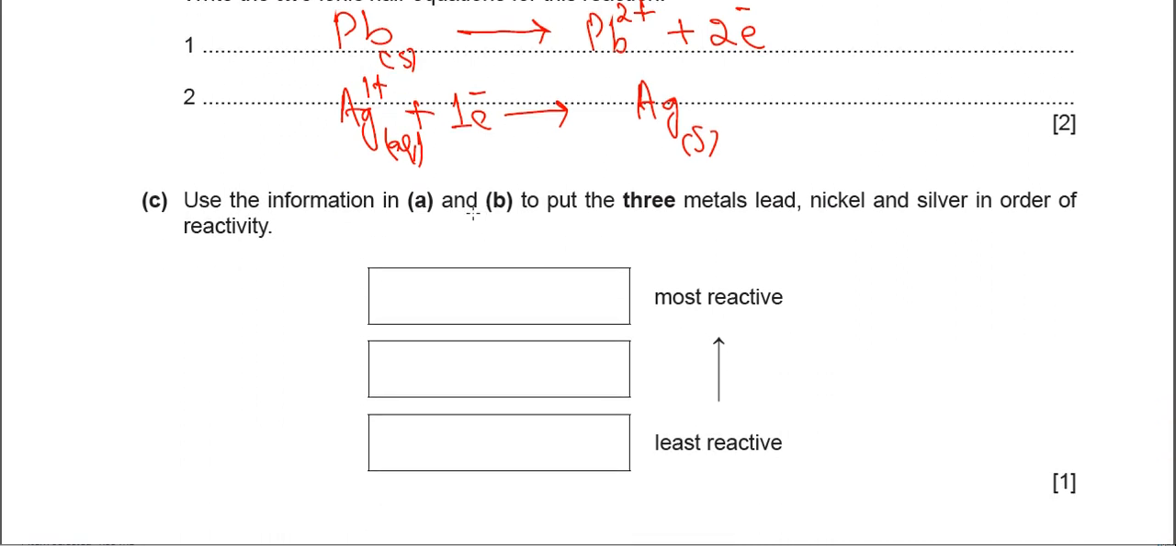Then he says use the information in A and B to put 3 metals, lead, nickel and silver, in order of reactivity. We learned above that nickel was successfully displacing the lead ions. So we can say nickel is more reactive than lead. Then we saw in this equation lead was displacing the silver, so it means lead is more reactive than what? The silver. So this will give us the reactivity of these 3 metals.